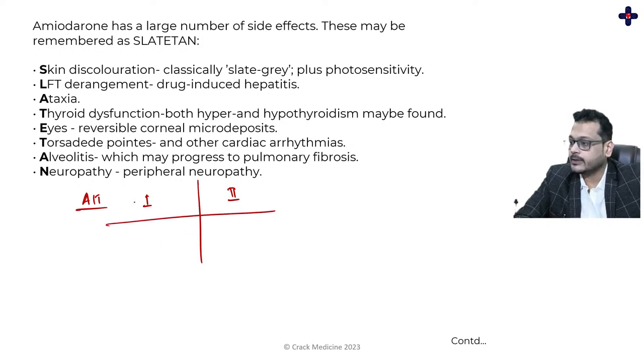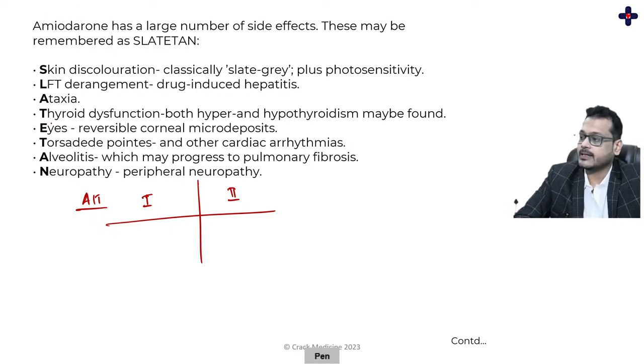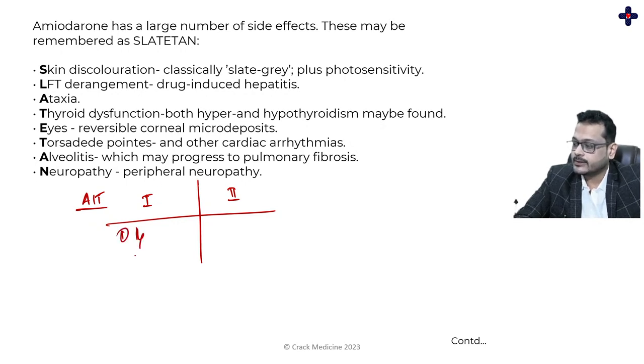Alright, guys, both hyper as well as hypothyroidism can be seen, and that is because amiodarone contains iodine. Okay, the name itself has iodine in it. So that is why it causes two types of disease. In the first one, the treatment is with levothyroxine. But in the second one, the treatment is with steroids, because it actually causes an autoimmune reaction in type 2.